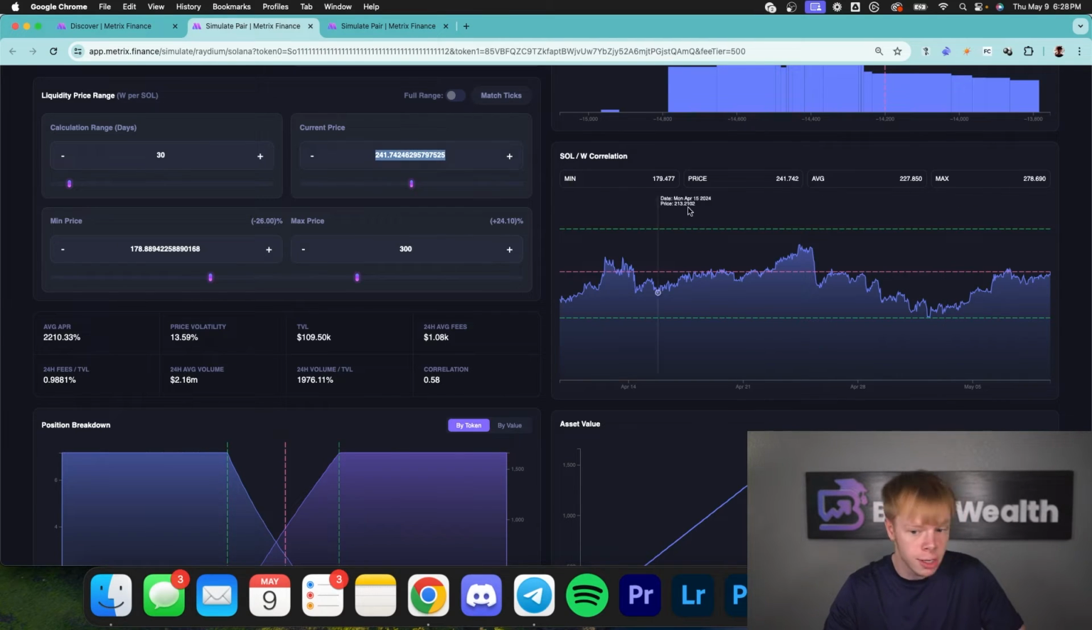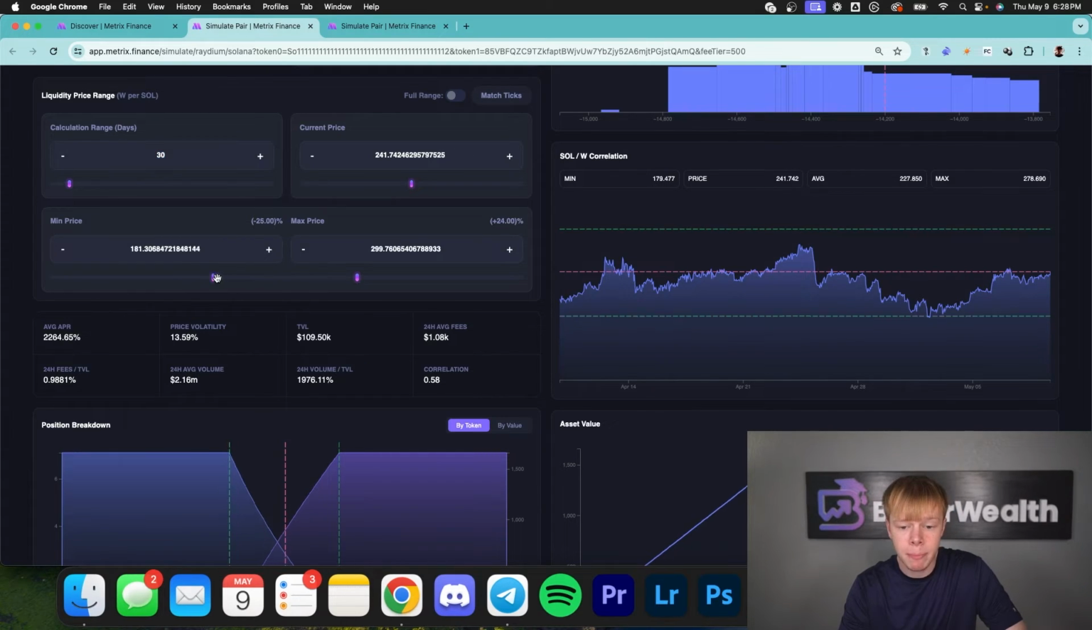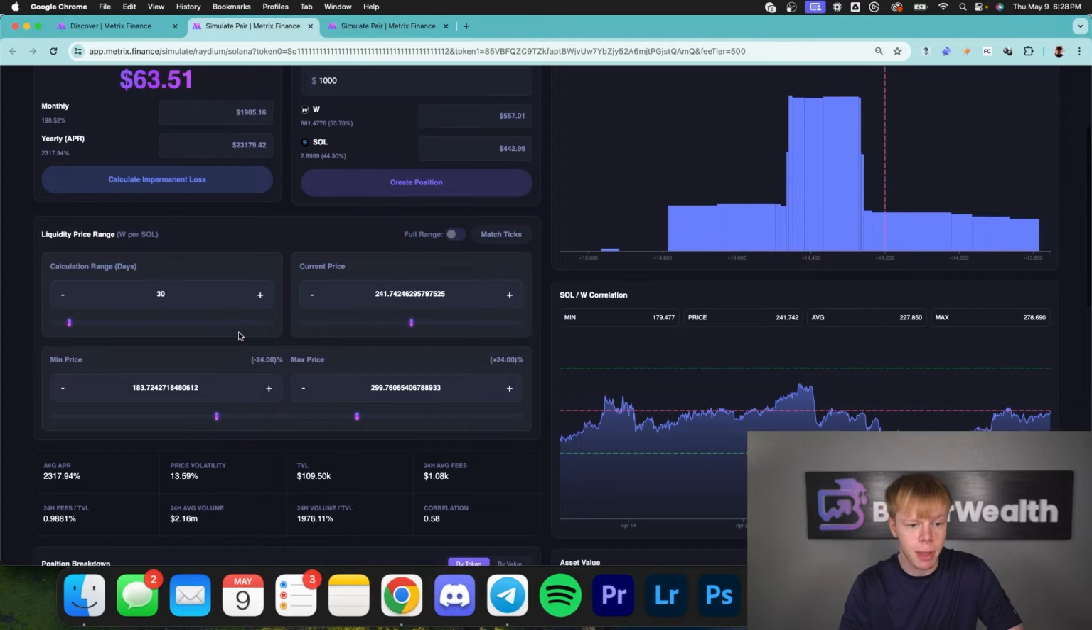So 241 to 280, boom, that would put us out of range if we had it at this 30-day high. But in the scenario that we have it a little bit higher than the 30-day high, at around 300, that's going to give us some buffer room and not put us out of range instantly, basically. And remember, I do have a 30-day time frame for my liquidity pools, which is why I'm using a 30-day calculation range, but you can apply the exact same logic to 14 days, 7 days, and so on.